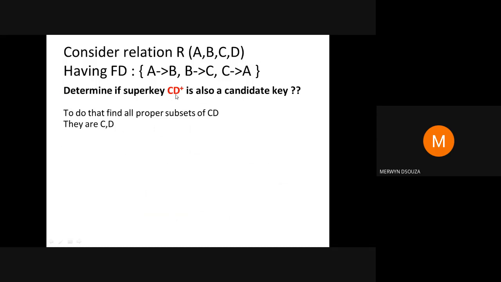Now CD is already a minimal super key, therefore we are not minimizing it further. Otherwise, you would have to find a minimal super key, but we can't minimize it further, because we had already minimized AD, and we derived CD from AD, as discussed previously. We cannot discard any other attributes and minimize it further. If we could, then we should minimize. So first find all the proper subsets of CD. They are C and D.